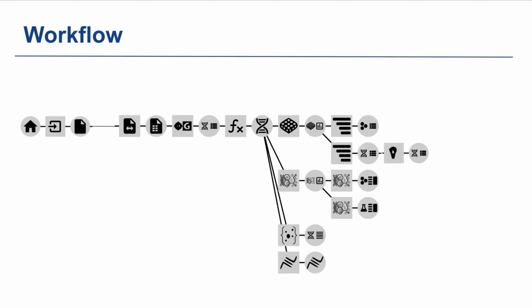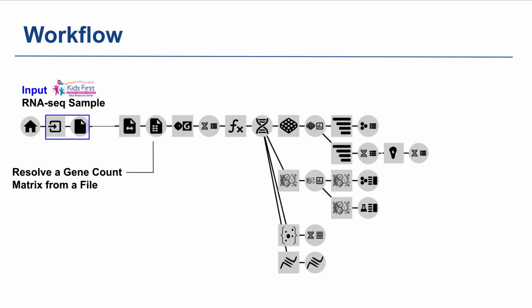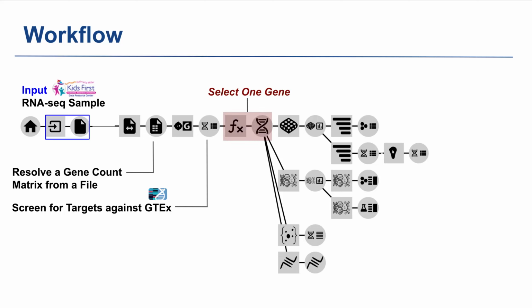selected target. To summarize, the workflow begins with a set of RNA-seq samples collected from a tumor of a single Kids First patient. The RNA-seq samples file is parsed into the gene count matrix. The matrix is then screened to identify genes that are significantly highly expressed in the tumor compared to normal tissues as profiled by GTEx. Users are then prompted to select a single potential target to explore in depth.